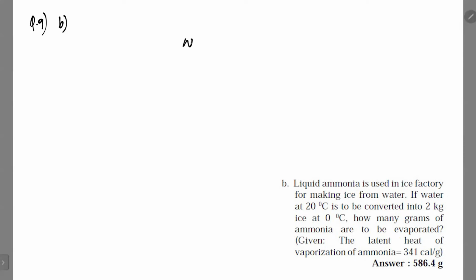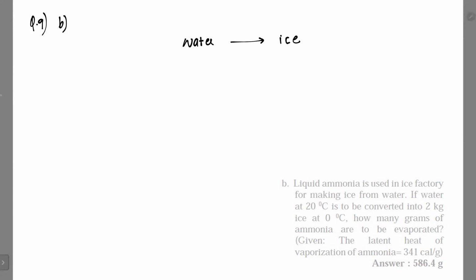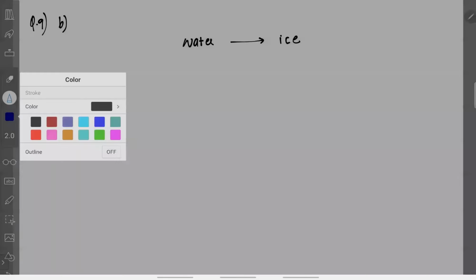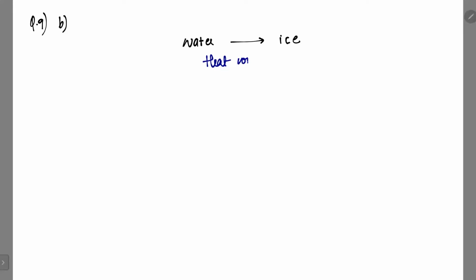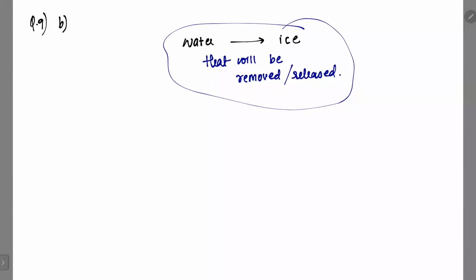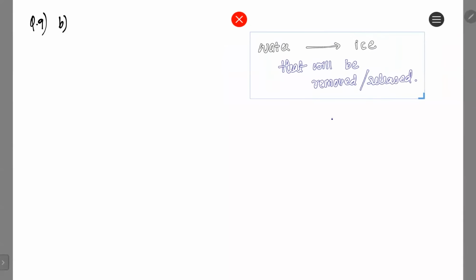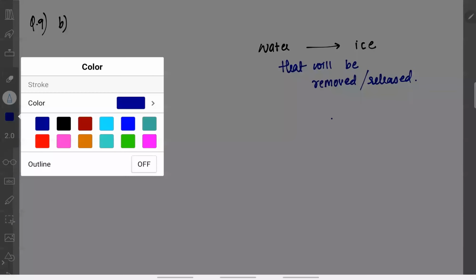Now, if you want to form ice from water, tell me, do you need to add heat or do you need to remove heat? Remove heat. Beautiful. So in this case, heat will be removed. Or I'll rather say, in this case, heat will be released. Do you agree with me? Yes, sir. Beautiful. Now, but why will water release heat?